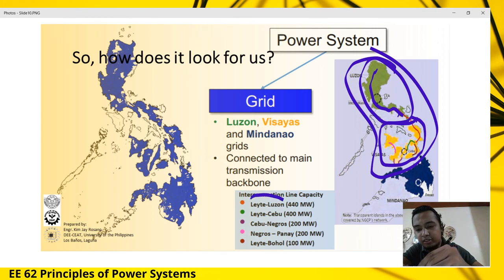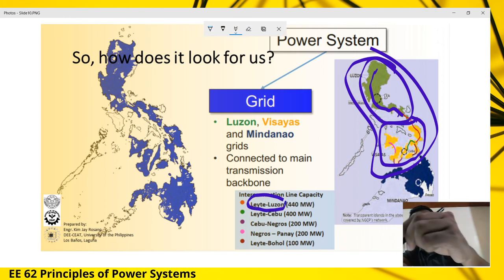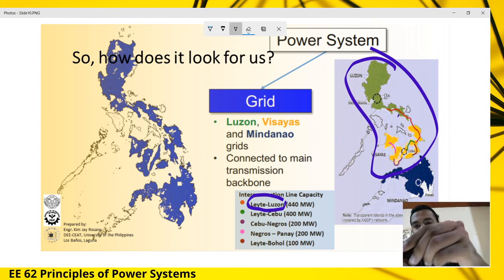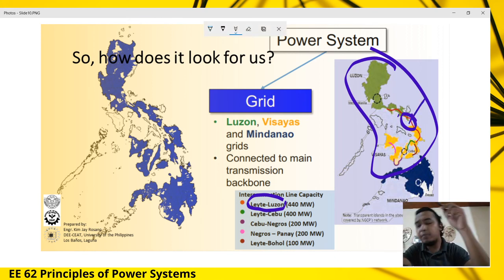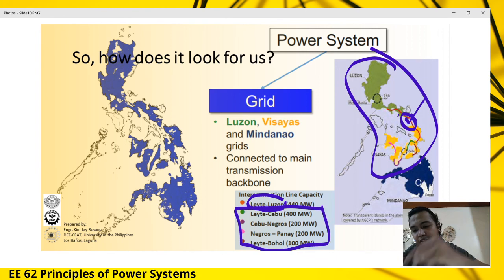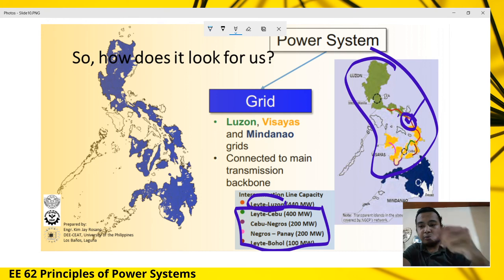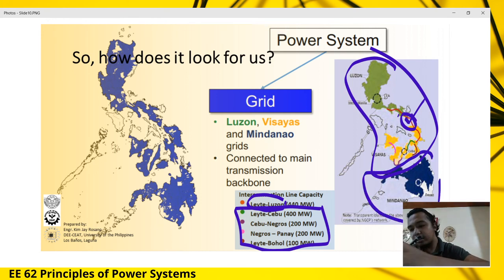Ito, this one, this is the Leyte Luzon. This is, saan yun? That is this one. That's that line. So the capacity of this line is 440 megawatts. So ang ibig lang niya sabihin, I can transmit 440 megawatts within this line. And then I have these interconnections among different islands, Leyte Cebu, Cebu Negros, and then Negros Panay, Leyte Bohol. Okay? And then we don't have a connection yet in Mindanao. Hindi pa interconnected yung tatlo natin.